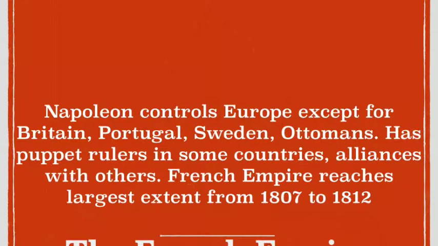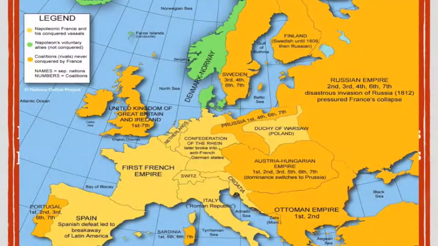And the French Empire reaches its largest extent from 1807 to 1812. It looks like this. So you can see the light yellow color are the places that Napoleon has conquered. And then the blue are his voluntary allies. And then the dark yellow are the groups that have banded against him in different coalitions. And you can see there's as many as 7 coalitions. They form a coalition, they lose. They form a new one, and they lose. They form a new one, and they lose. But he is literally trying to stretch himself from Portugal to Russia. And that's a lot of space.